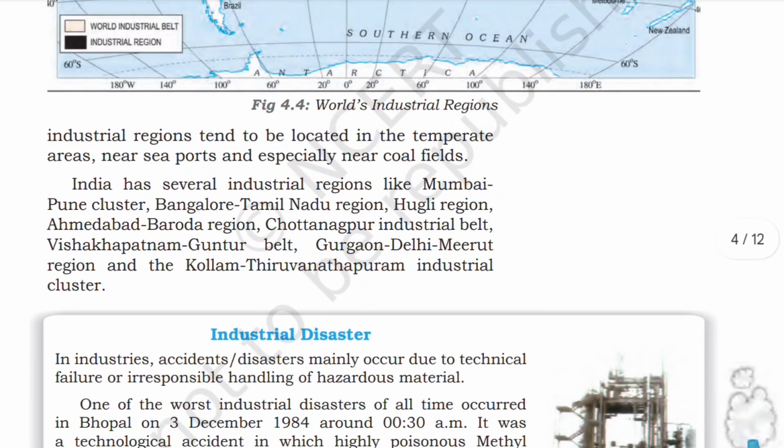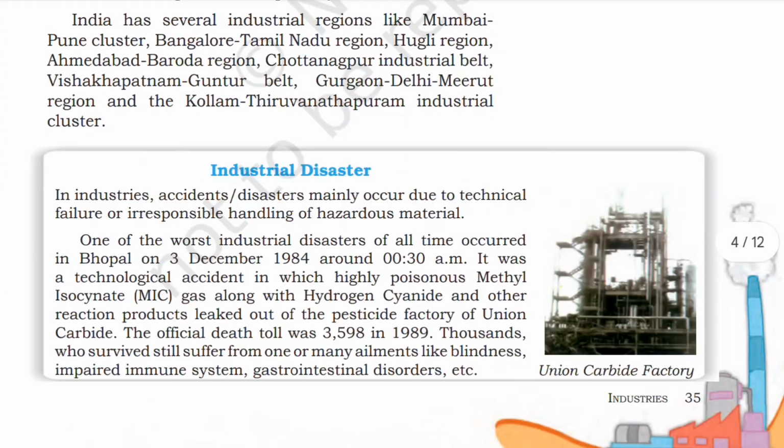India has several industrial regions like Mumbai, Pune cluster, Bangalore, Tamil Nadu region, Hooghly region, Ahmedabad, Baroda region, Chota Nagpur industrial belt, Visakhapatnam, Guntur belt, Gurgaon, Delhi, Meerut region and Kollam, Thiruvananthapuram industrial cluster.